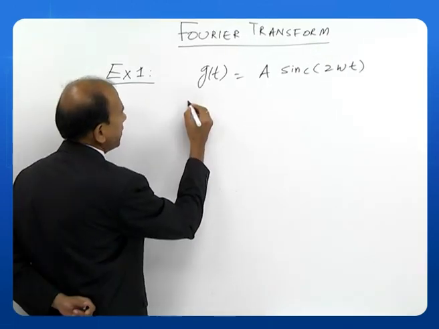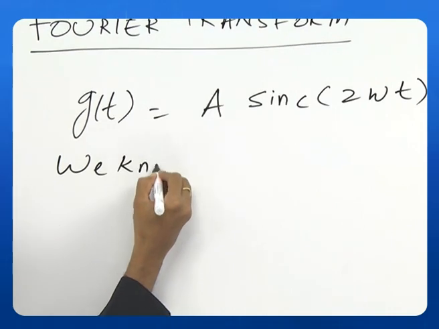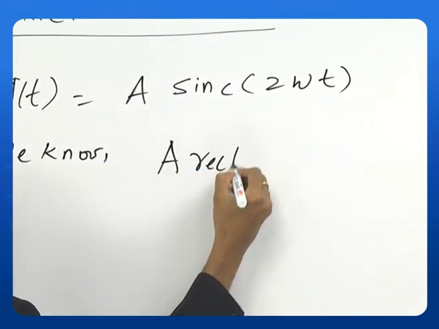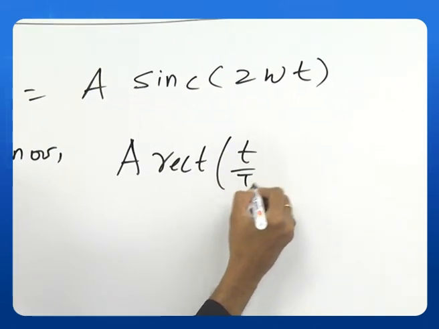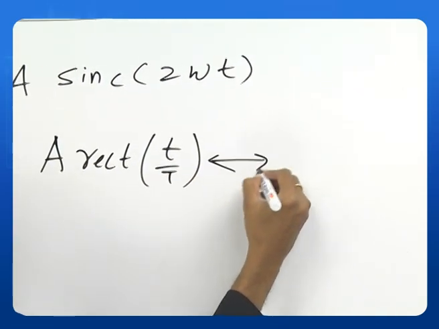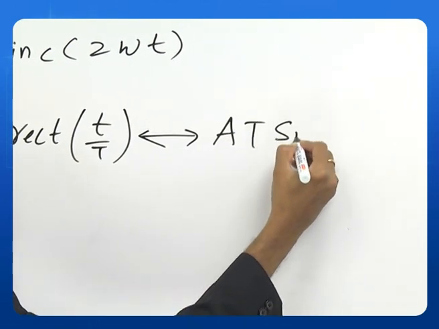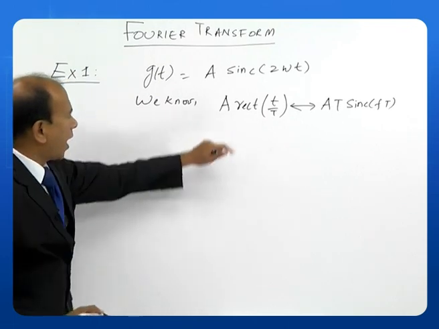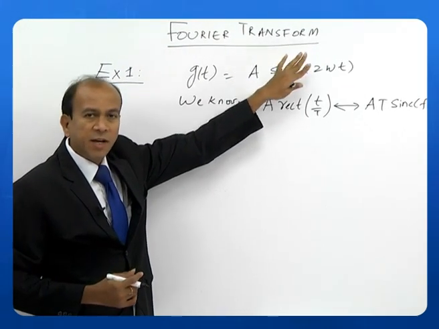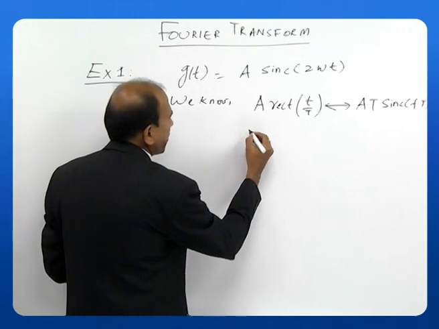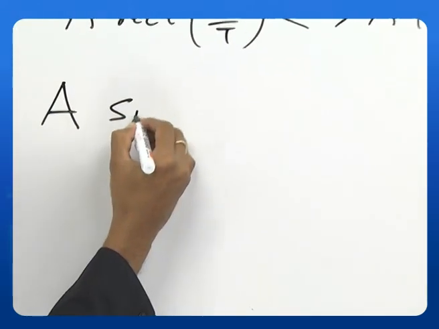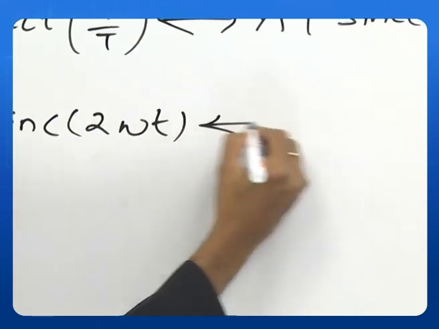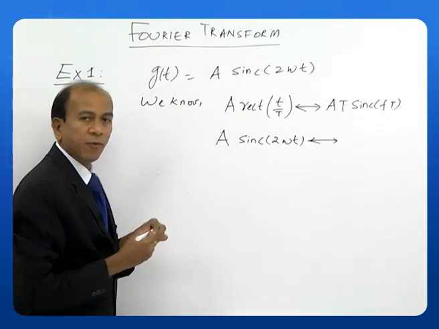We start by saying that we know a rectangle t by T has a Fourier transform which is A T sinc fT. Now I have to find out the Fourier transform of what is given to us: A sinc 2Wt will have a Fourier transform of what? That is what we have to see.